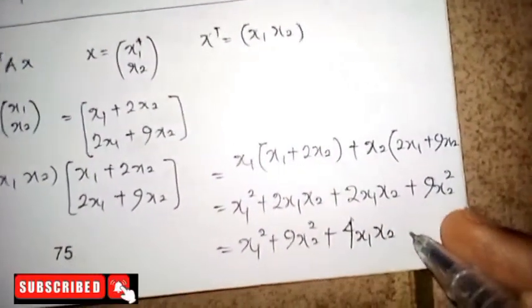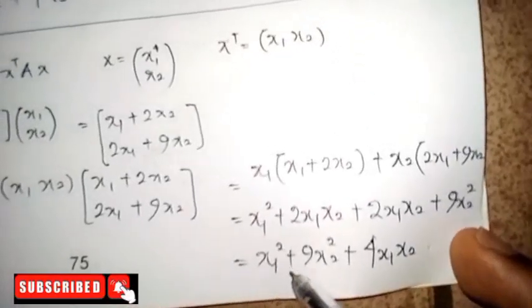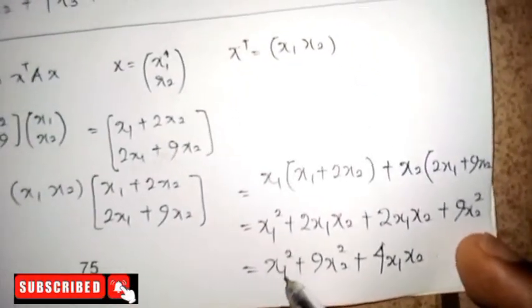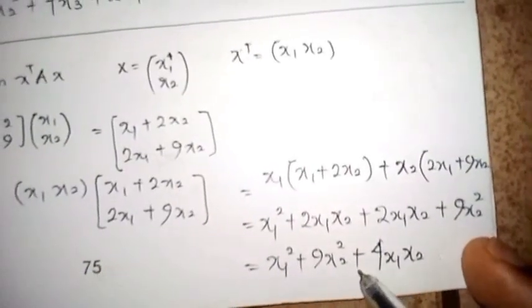So this is going to be the quadratic form of the 2 by 2 matrix, which is x1 squared plus 9x2 squared plus 4x1 x2.